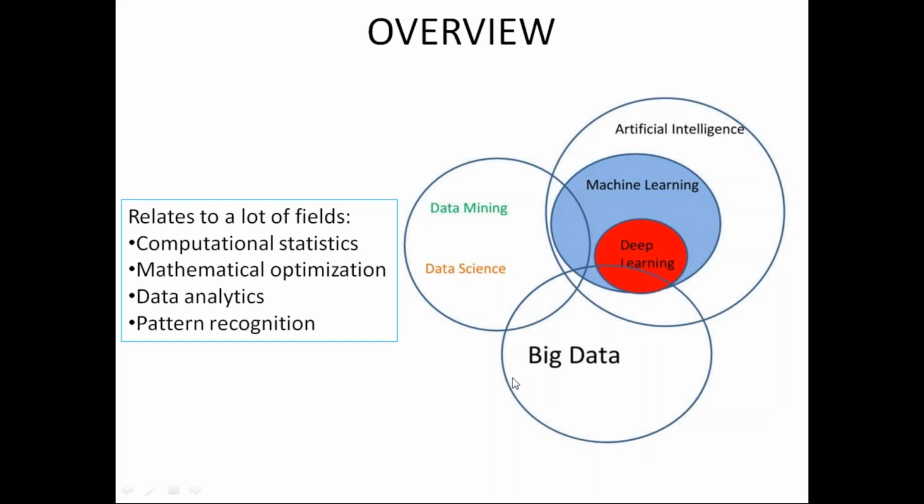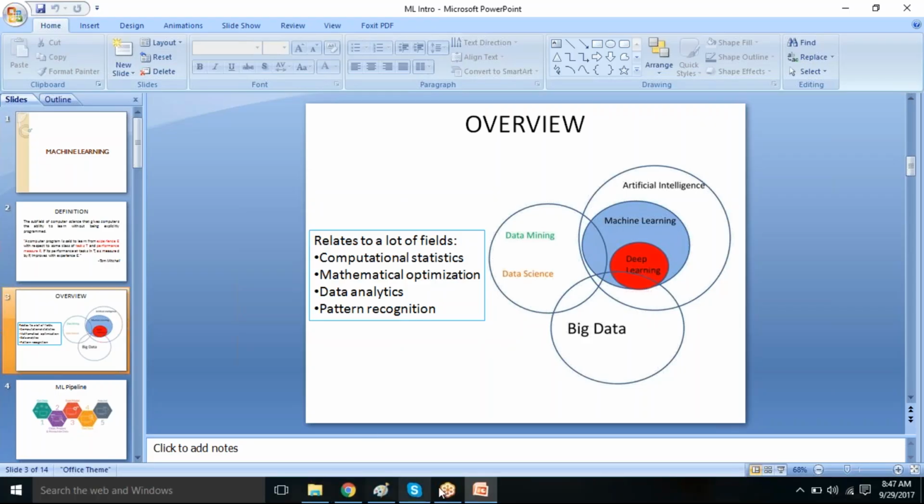Now, what is big data? Big data has an overlap with machine learning also. Big data, yeah, one minute. A neural network means a complicated system. I will tell you what a neural network is.